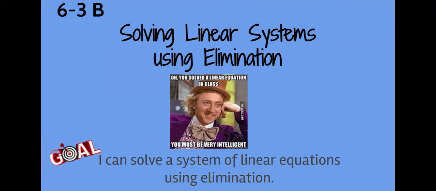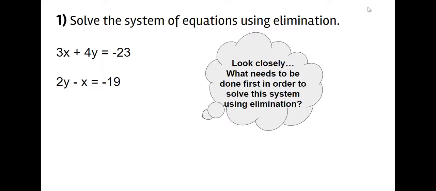Welcome back to Lesson 6.3b, more solving systems of equations using the elimination method. Let's take a look at our first system. We're going to use the elimination method to solve. But look closely. What needs to be done first in order to solve this system using the elimination method?